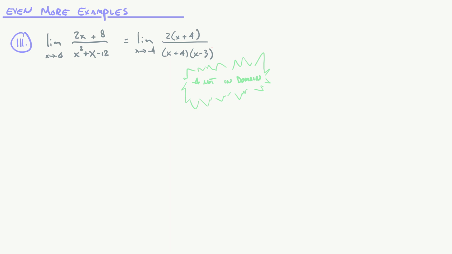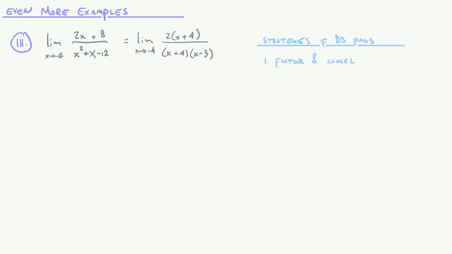So what can we do? In this case, notice that there's a factor in the numerator that's exactly the same as a factor in the denominator. So the strategy here is going to be, once we factor, let's cancel some common factors. The limit as x approaches -4 of (2x + 8) divided by (x squared + x - 12) is the same as the limit as x approaches -4 of 2 divided by (x - 3).